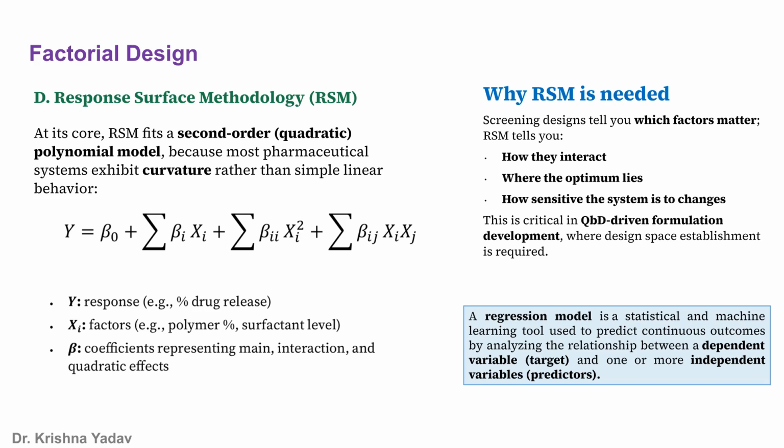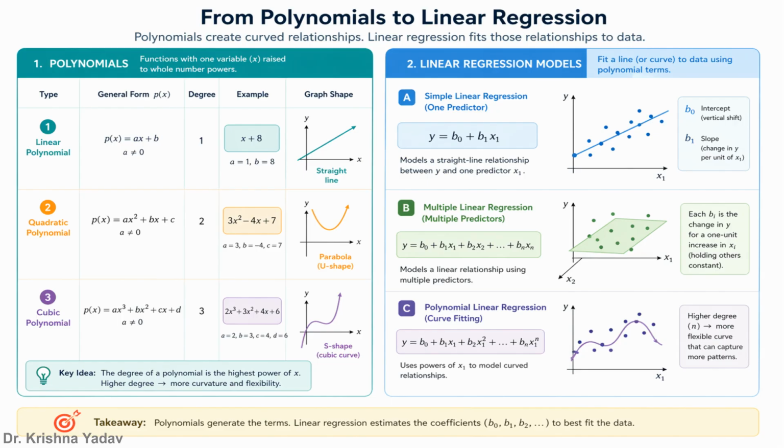Response surface methodology, or RSM, is an extension of factorial design that fits a second-order polynomial model to account for the curvature typically found in pharmaceutical systems. This is vital for quality by design, or QbD, for establishing design space and finding the optimum. The image highlights the key characteristics of response surface methodology, including its goal to determine the optimum, its reliance on a second-order polynomial model to capture curvature, and its foundation in the design of experiments.